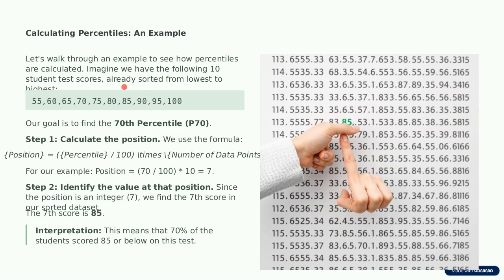So from here we have 1, 2, 3, 4, 5, 6, 7, 8, 9, 10. There are 10 test scores here. To calculate the position of the 70th percentile, we first calculate the position: 70 over 100 times 10 scores. 70 over 100 will give 0.7. 0.7 times 10 will give 7. You can confirm that from your calculator.